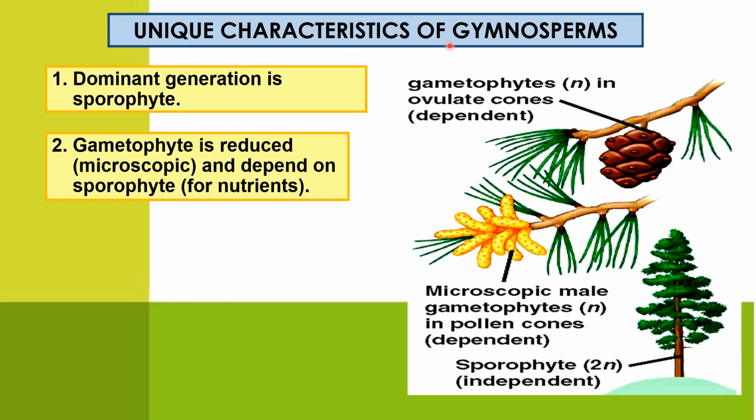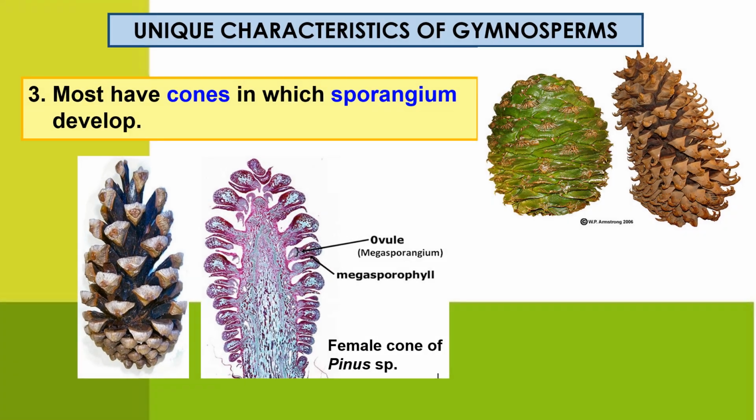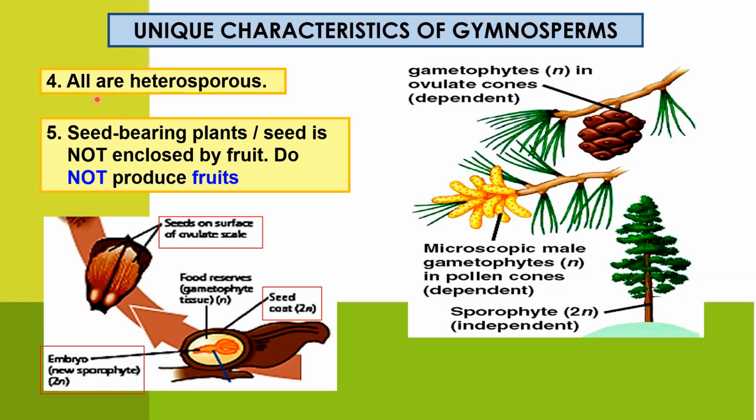Unique characteristic of gymnosperm. In gymnosperm, the dominant generation is sporophyte. The gametophyte is microscopic and depends on the sporophyte for nutrients. Most gymnosperms have cones in which sporangia develop. A cone consists of closely packed sporophylls. All gymnosperms are heterosporous because they produce two types of spores, megaspore and microspore.